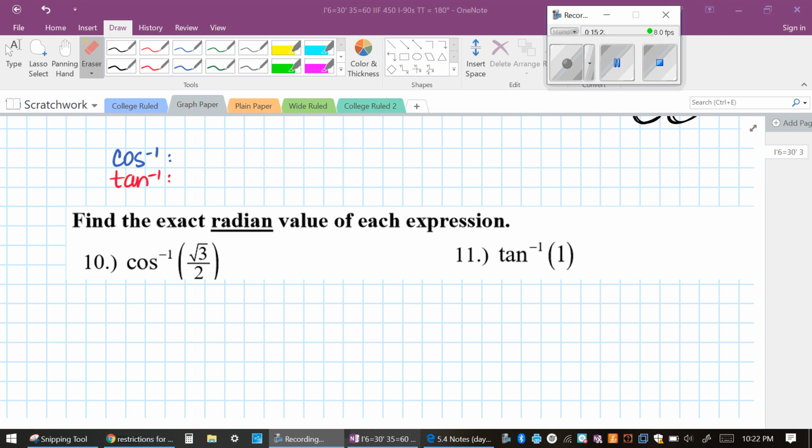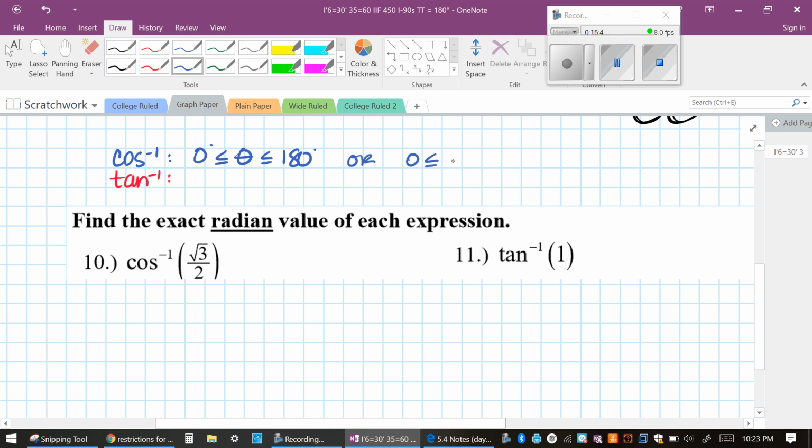Okay. Whew. Cosine inverse, or arc cosine, is restricted from 0 to 180. That's quadrants 1 and 2. Or in radians, from 0 to pi. Tangent inverse and sine inverse, aka arctan and arcsine, are restricted from quadrants 1 and 4. So you can go down to negative 90 and up to positive 90.